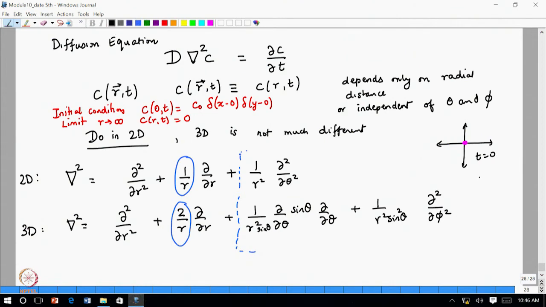As t becomes greater than 0, what you would expect to happen due to diffusion is that the species that was there only at the center will spread out. It will spread out, but if you go very far away, you won't have any species, it will go to 0. So it is spreading out from the center, and eventually it will go to 0 very far away. So that is the picture. This is t greater than 0. So this is the two dimensional diffusion that we are going to analyze.